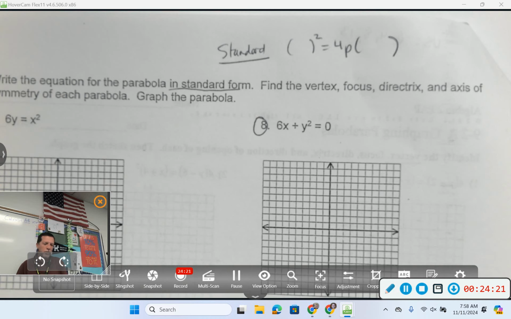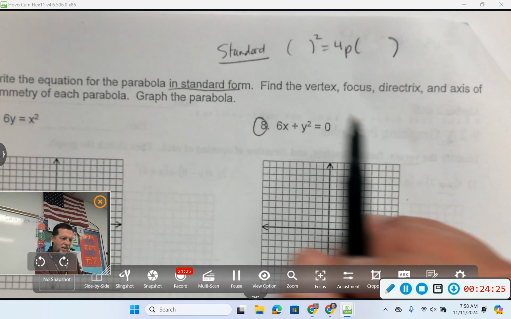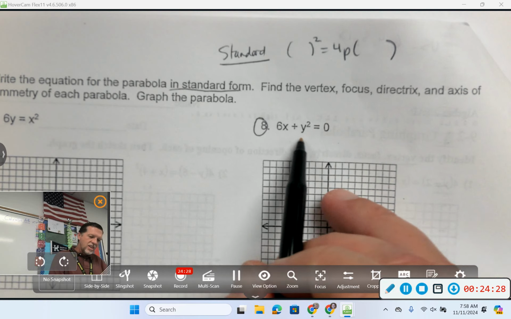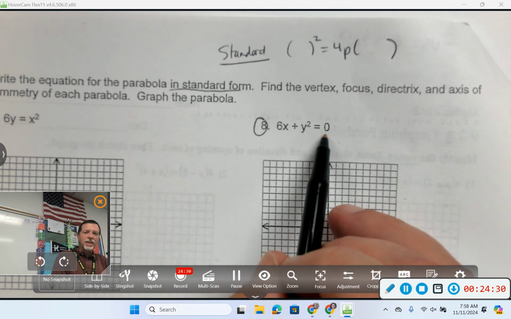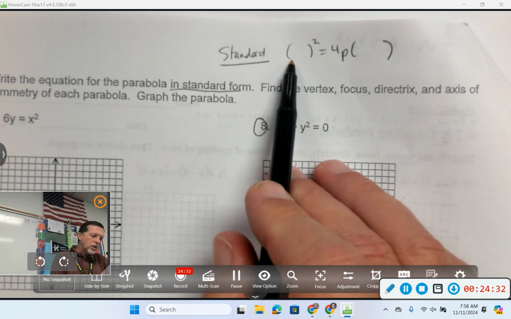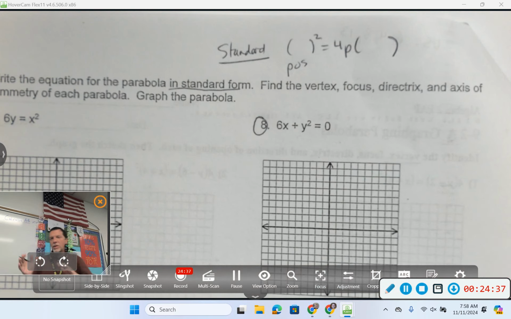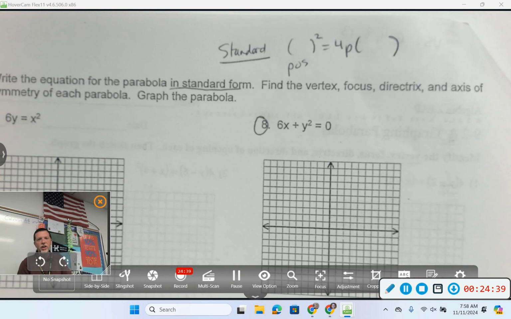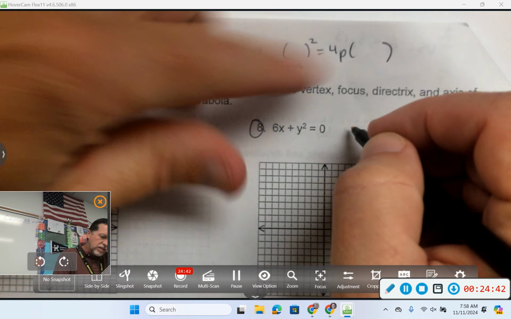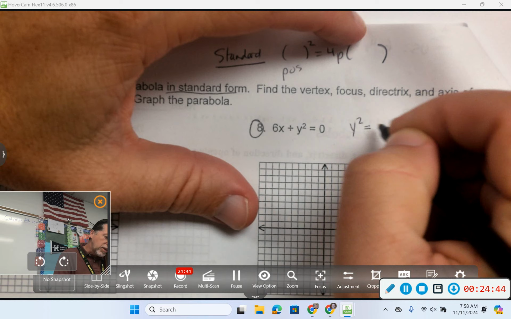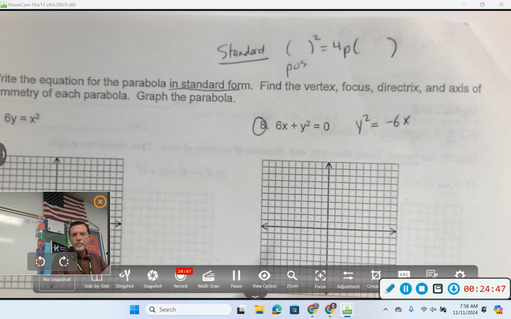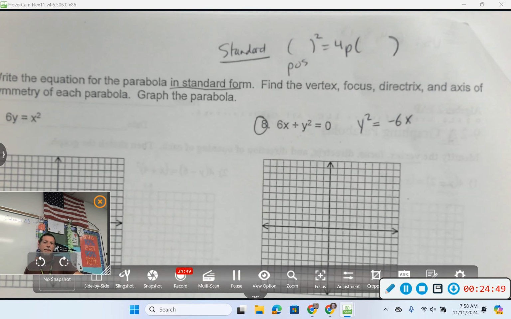So what should I do on number 8 to make it into standard form? Probably move the y over. The y has to be squared. Or the y is already. So yeah, I need to move one of them over, and I want the squared term to be positive, because the p can be positive or negative. That'll change the direction. So let's move the 6x over. So it's y squared equals negative 6x. Is that the whole thing? That's the whole thing, although that makes it tricky to figure out what the vertex is.